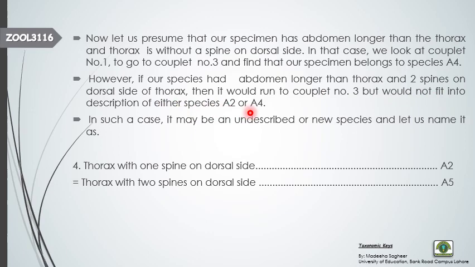So we will name it like this. We have constructed another couplet, thorax with 1 spine on dorsal side and thorax with 2 spines on dorsal side. So our unknown species now becomes species number A5, which was not previously described. Alright, this is how we can read and how we can use the simplest dichotomous key.